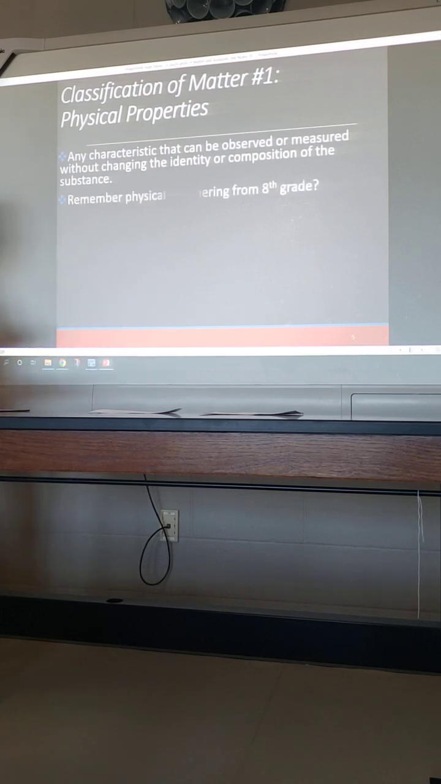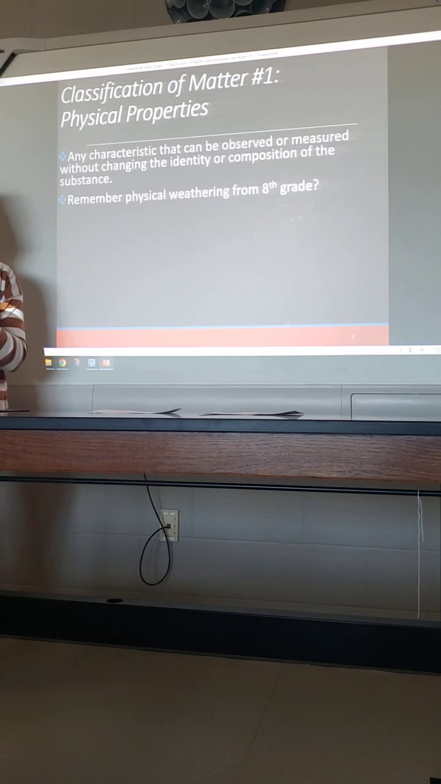And some of them are really straightforward. There's a few that people are like, wait a minute, that seems like it'd be a physical change, or that seems like it should be chemical, and it's not. And we'll talk about some of those exceptions later on.